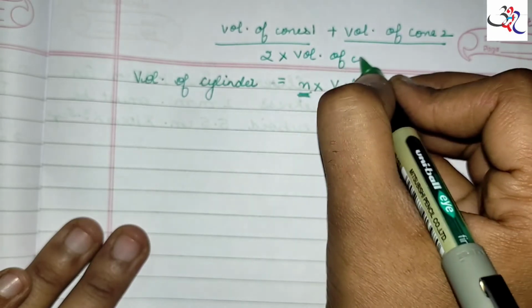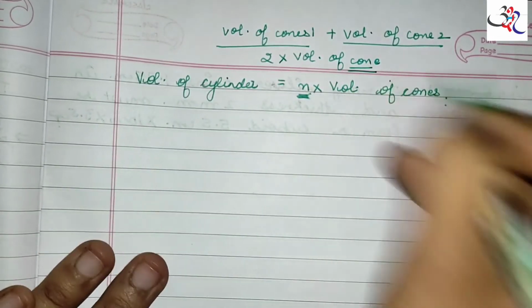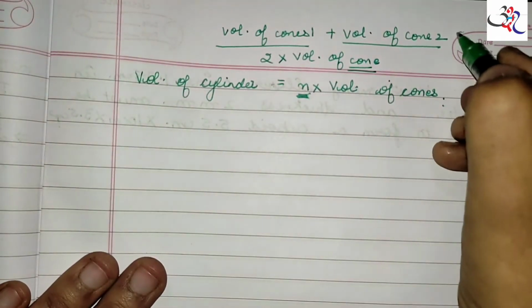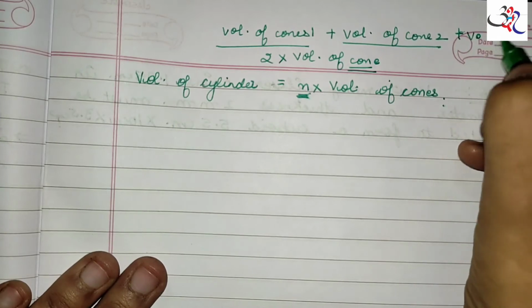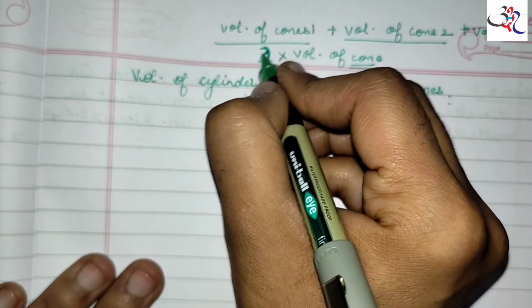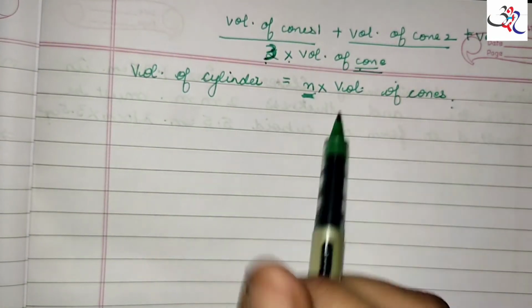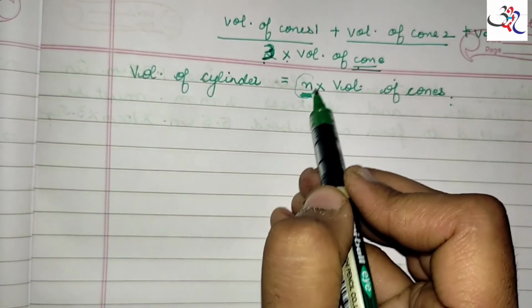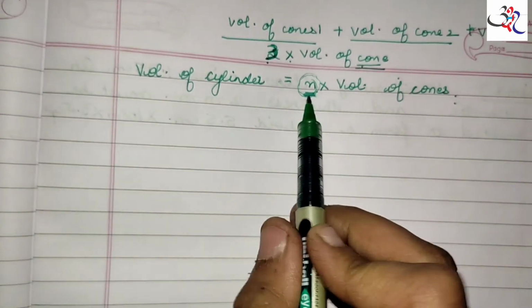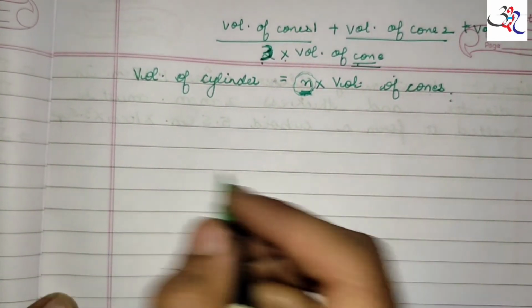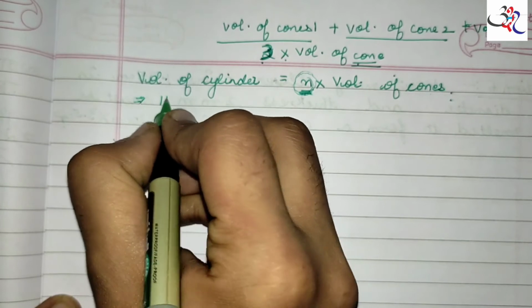So now I do not know how many cones there are. So if I am doing addition of a third cone also, what I will write down? I will write down 3 into volume of the cone. So now I do not know how many volumes of the cone I am adding. So I will use simply n into volume of the cones. So volume of cylinder is given by what?